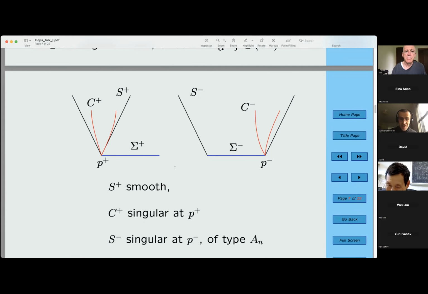the An singularity occurs on the other side. So on my other side, on the negative side, S minus has an An singular point right here at this corner, at P minus. I keep forgetting that. Yes, that's where the singularity is. But this Tn, this scheme theoretic condition that I'm using on this side, is in some secret way related to the presence of the singular point here.